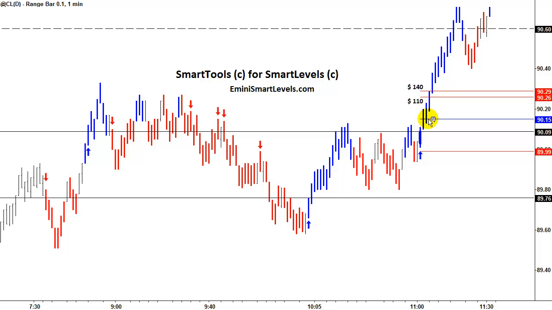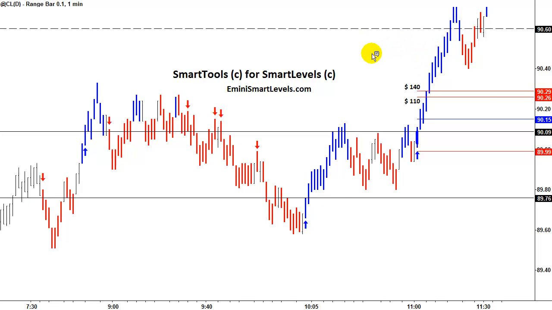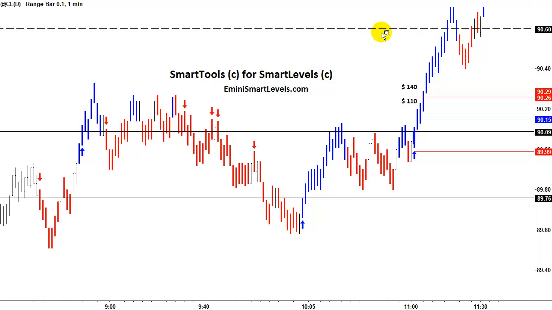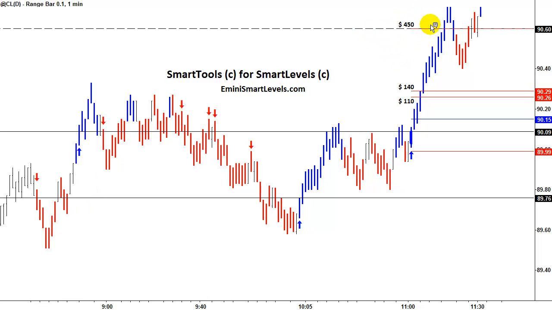This trade went on to the overhead day trading level at 90.60, and I'll change the input parameters to the software to show the dollar amount at that profit target. Okay, I've changed the input parameter to have a smart target level displayed at the day trading level, so you could see the dollar amount of this trade.